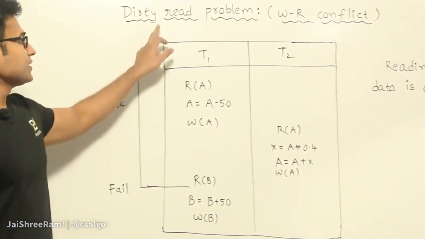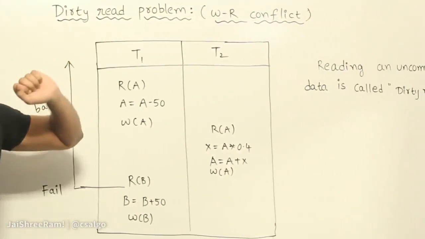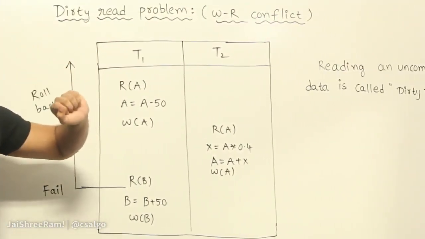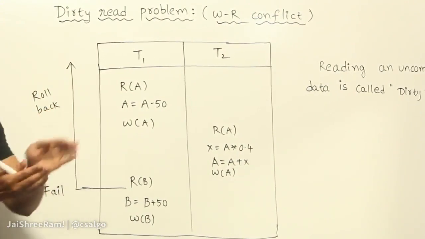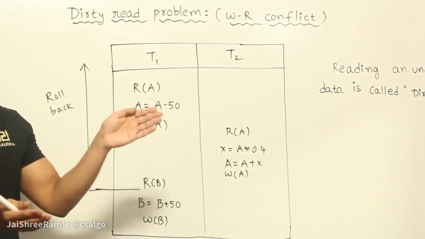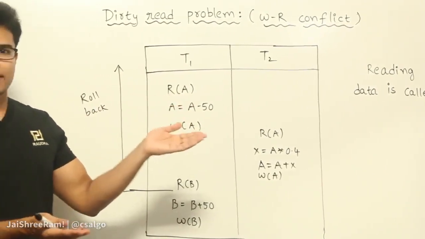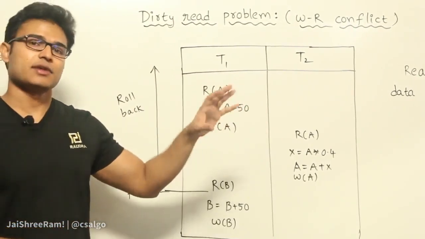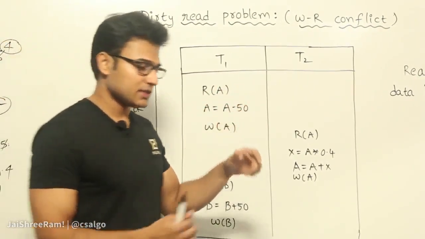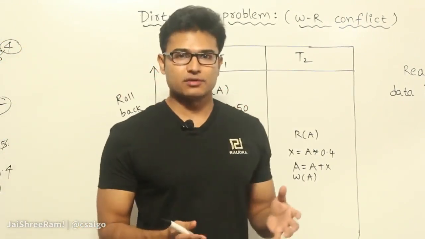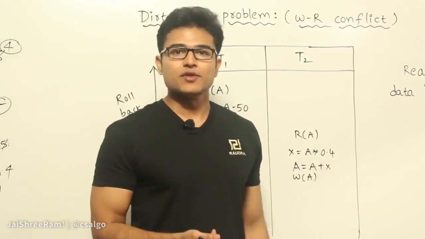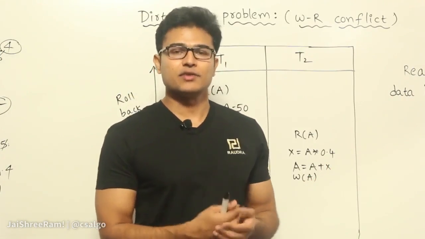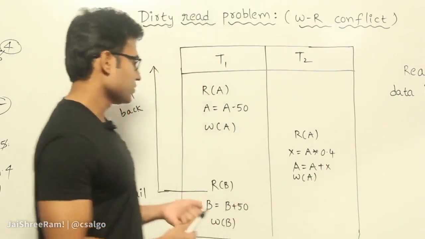Now this is called the dirty read problem. What the dirty read problem is: let us say a transaction has executed for some time and then it rolled back. Before rolling back, if some other transaction has read data which it is not supposed to read, then it is a dirty read, which means you are reading data which is not committed. I'll just take an example and show you.